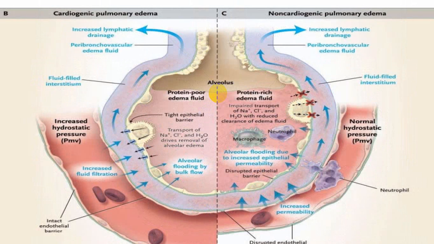This is cardiogenic pulmonary edema stage, and this is non-cardiogenic. There is a difference. Here it is a protein poor edema, this is protein rich edema. So there is a different mechanism which is playing a role in the cardiogenic variety, and this is different which is playing a role in the non-cardiogenic variety. Here there is more of pure water. Here there is protein plus water plus cellular components. Macrophages and neutrophils both are seen.